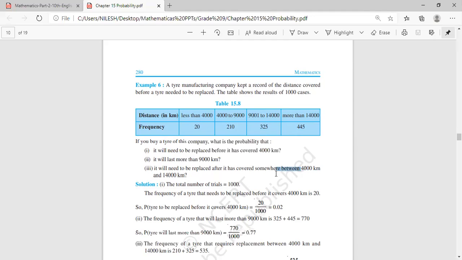So which are those between 4000 and 14,000? These three: 210, 325 and 445. Only the first 20 which are less than 4000 are not allowed. Rest all are allowed because they are between 4000 and 14,000. Yes or no? Yes. So this would be the last example for the day. We'll complete this example and stop for the day. Okay.